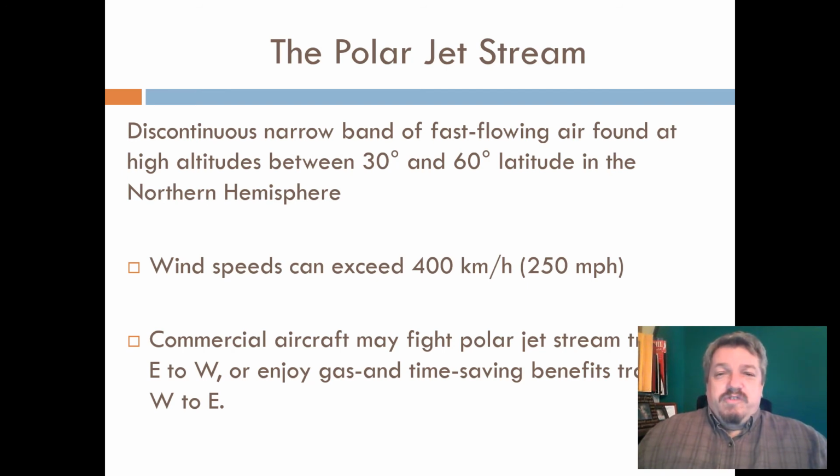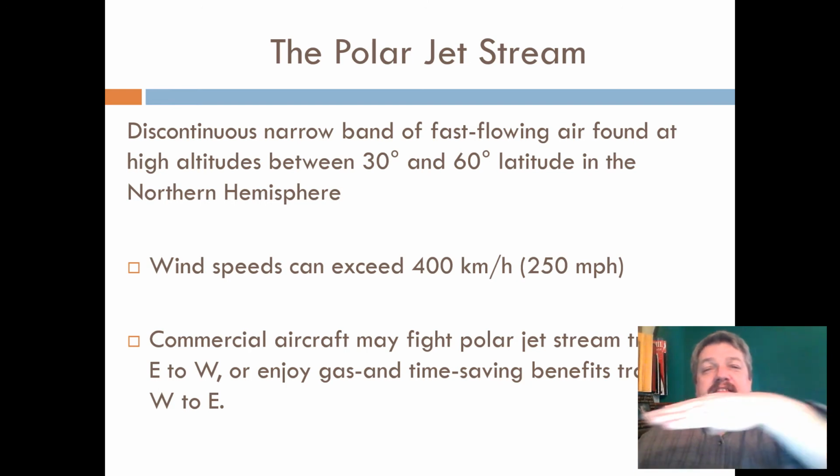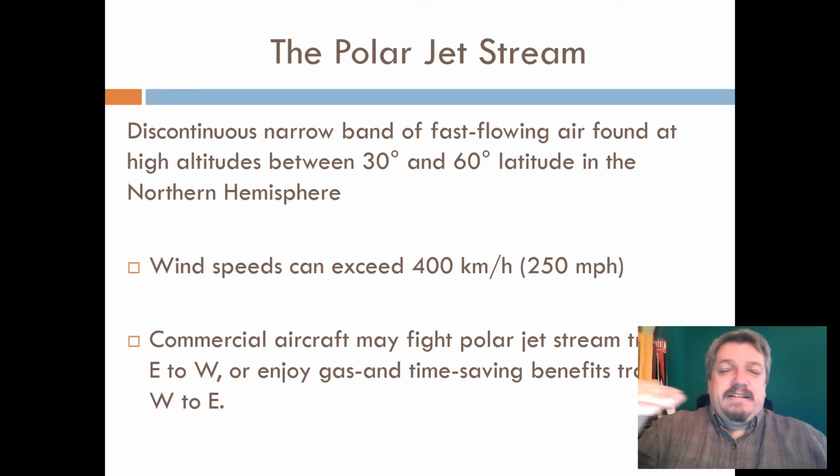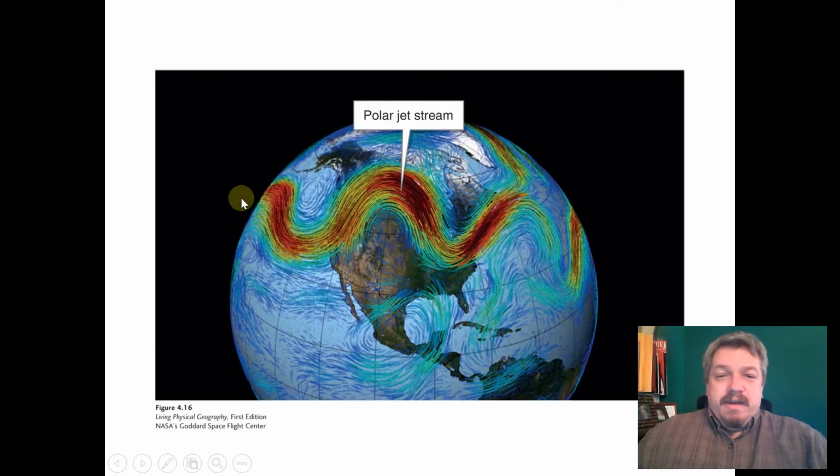It is so strong that sometimes aircraft will hitch a ride, because if you're going the direction of the jet stream and you're an airplane and you get into it, it's almost like a current in a river. It makes you go faster, and if you have to fly against it, you actually use more energy. So on this map, the darker the red, the faster the winds.